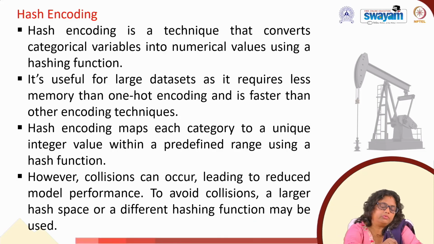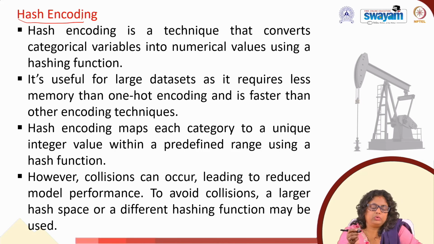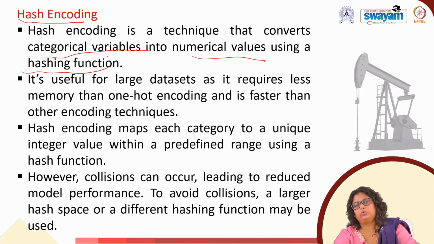Okay, because under the categorical encoding we do have the hash encoding. So first I thought to explain what the hashing is, then I should move to the hash encoding. So hash encoding is the technique that converts the categorical variable into a numerical value using the hashing function. So now we know the hashing function, what it is all about.